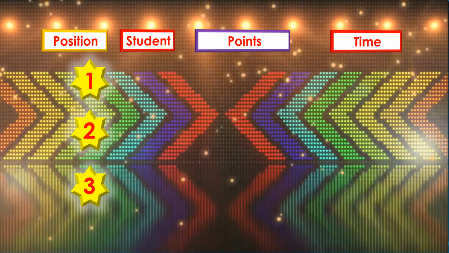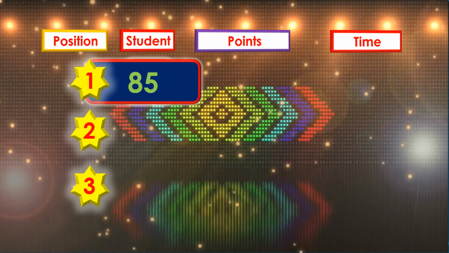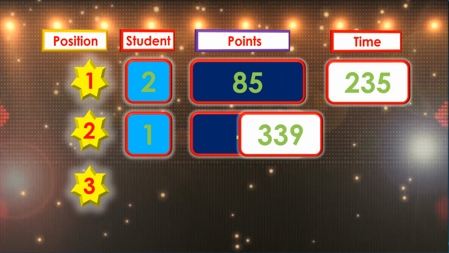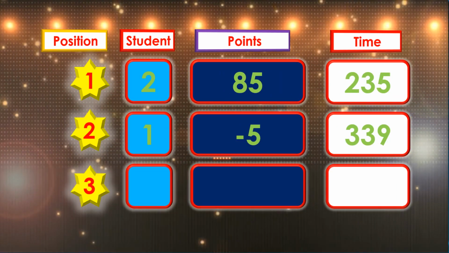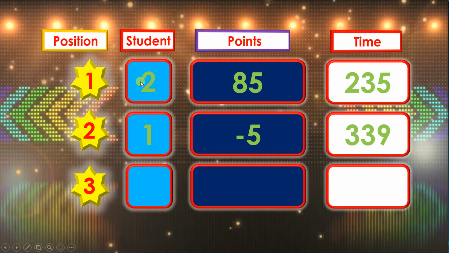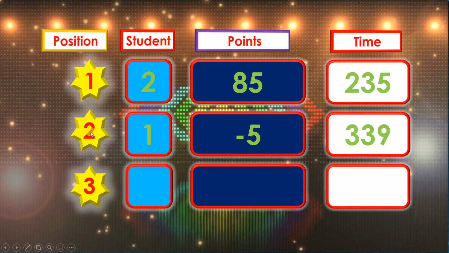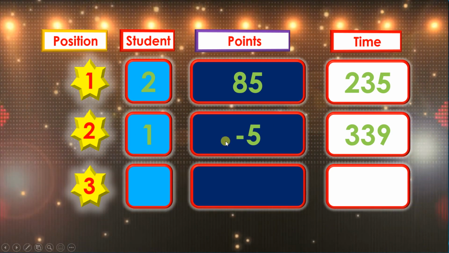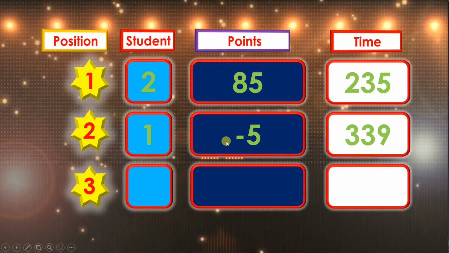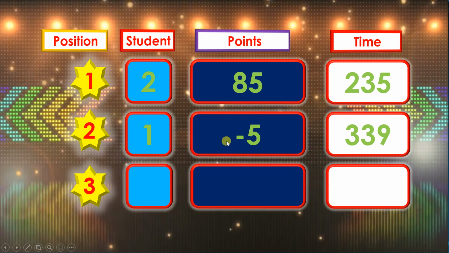This is the scoreboard that I created. So position 1 goes to student 2 with 85 points in the time. Position 2 goes to student 1 with -5. And let's check the system board.